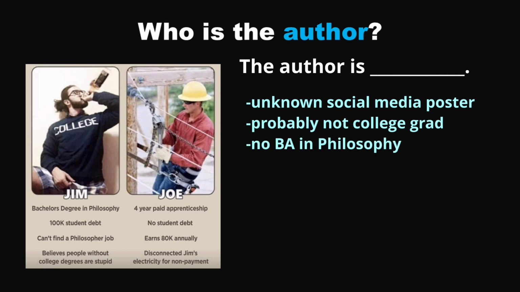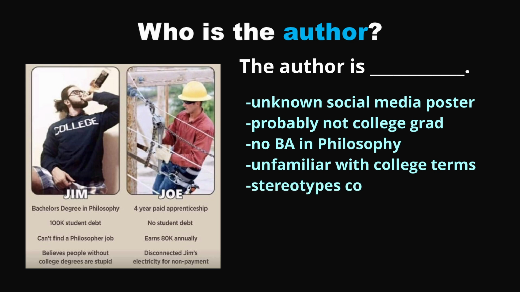One, most people do not criticize their own choices and share their failures on social media. And number two, people with BAs in philosophy do not apply for philosopher jobs. They search for professorships, teaching positions, etc., but not philosopher jobs. Also notice the photo of the college student is stereotypical. A guy with a man bun wearing a college sweatshirt and drinking heavily.